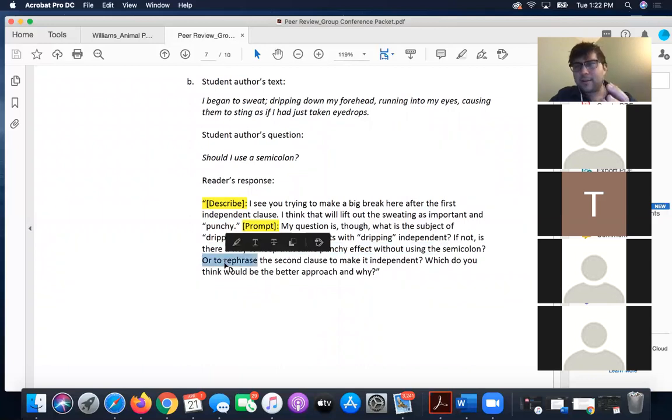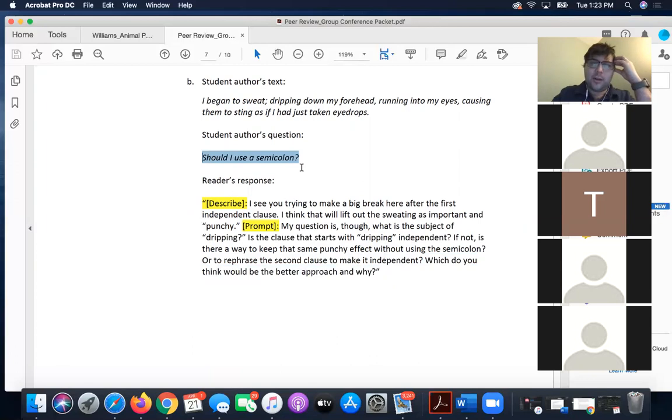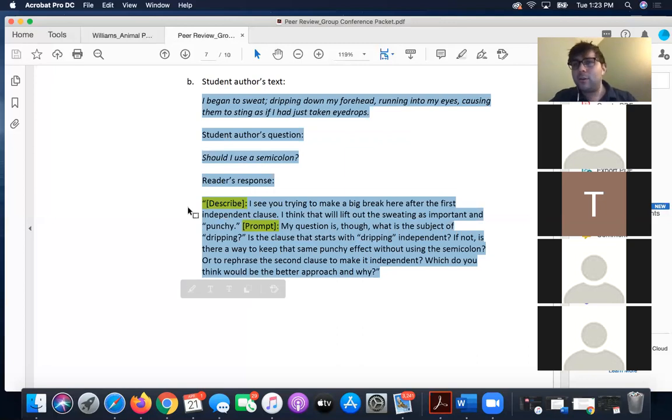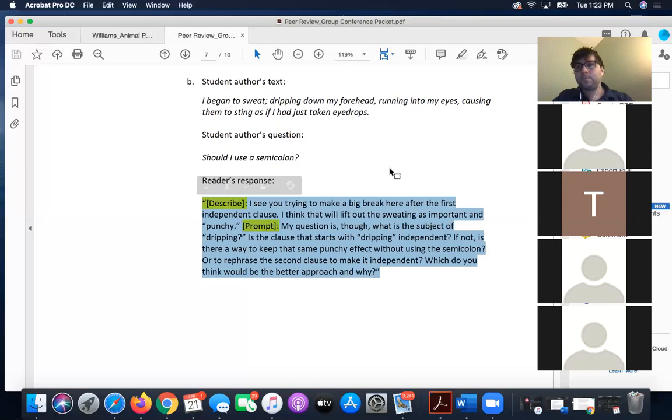It's asking the author a question about that, and then it's giving them a couple of different options for how to approach it, and then it's putting it back to them. What do you think would be a better approach and why? So the student is moving the author back into their text with new questions to ask about it. So the student author wasn't sure about something, and now through this comment, they hopefully have a better understanding of what they're doing in that moment and some new questions to ask about it.